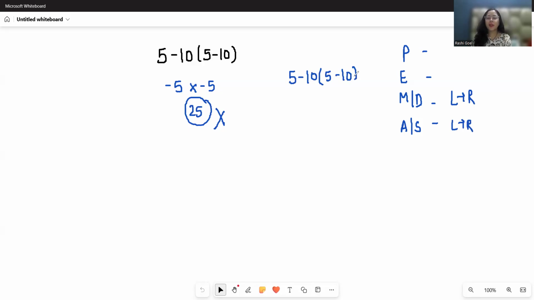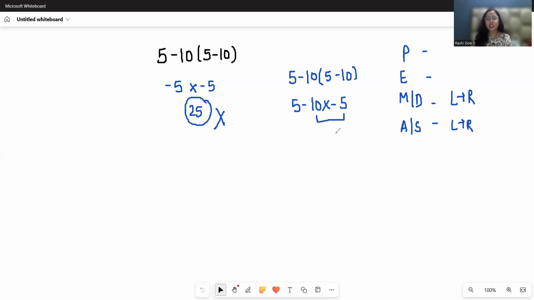So first, the parenthesis: 5 minus 10 is minus 5. Rewrite the left out terms: 5 minus 10 times minus 5. Now we have two operations, that is subtraction and multiplication. We know that as per the PEMDAS rule, we have to give priority to multiplication.